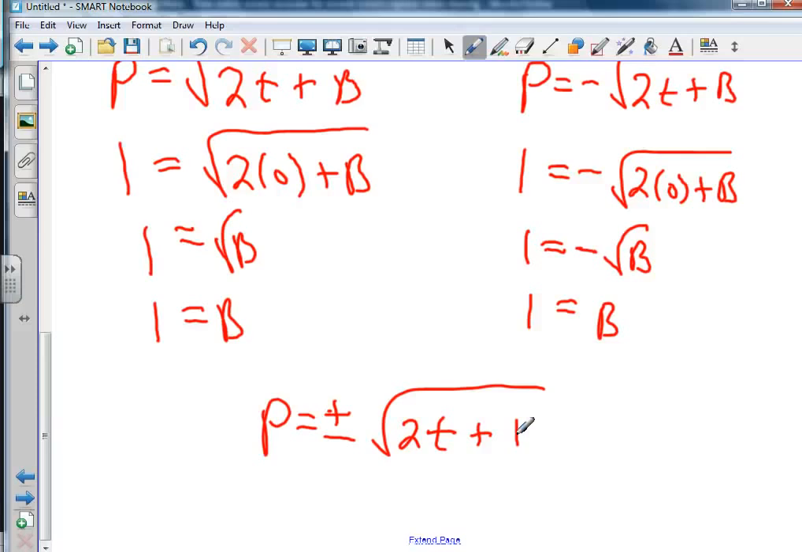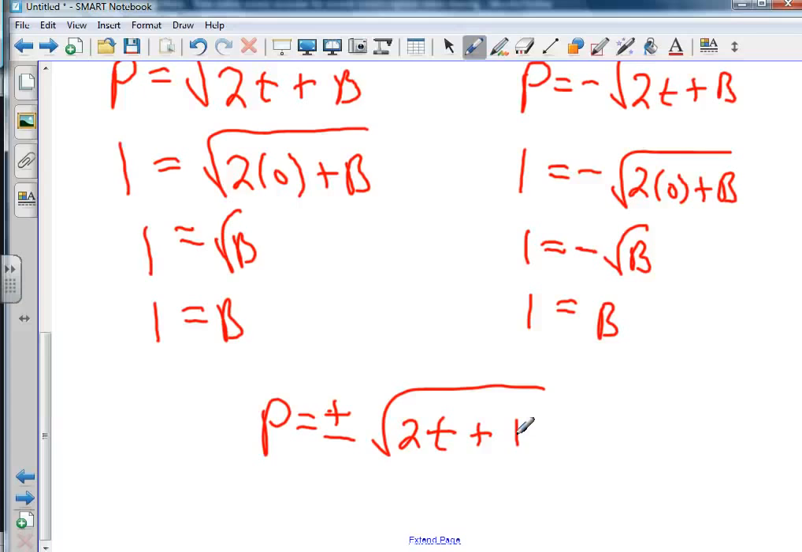Practicing variable separable, that's it. Because I'm squaring both sides to get rid of the radical. When you square a negative, it's going to be positive, right? A negative times a negative is a positive. When you square something, you multiply by itself.